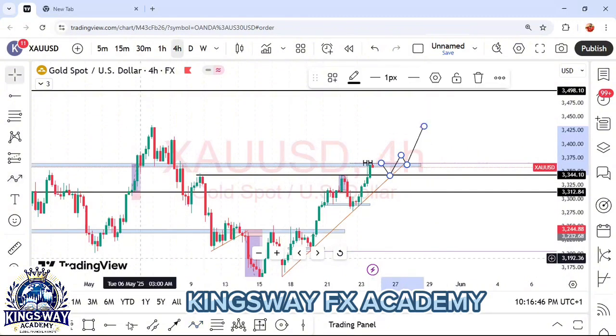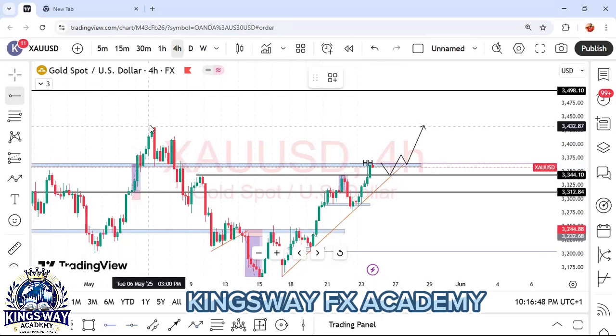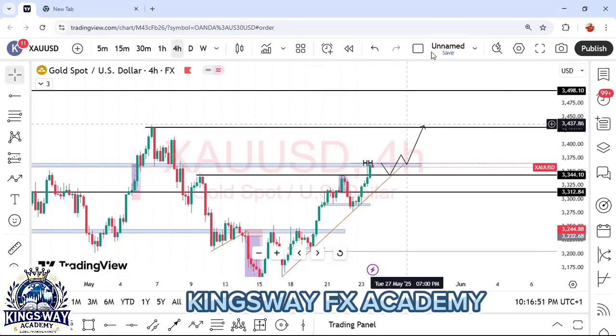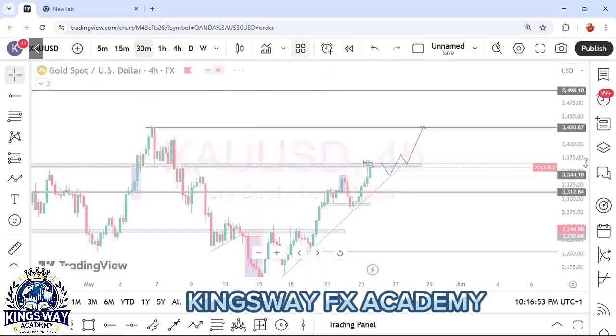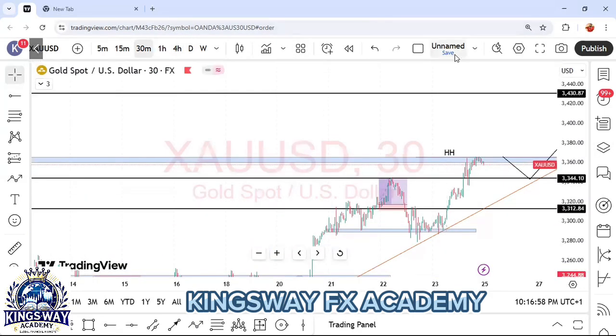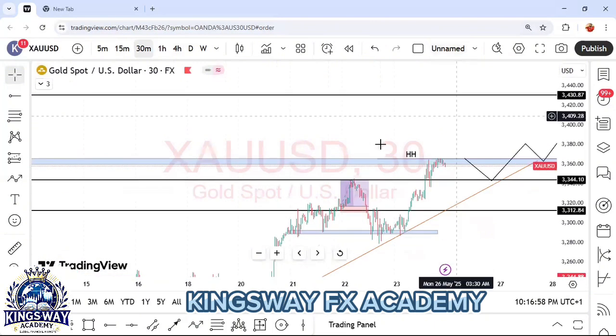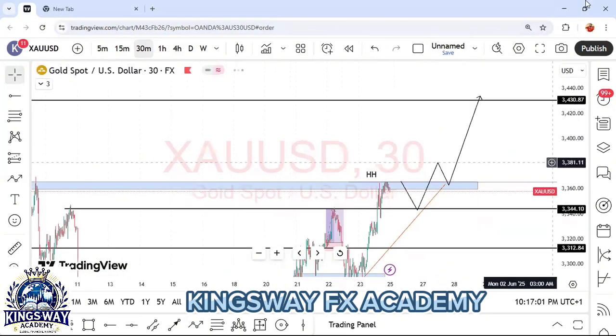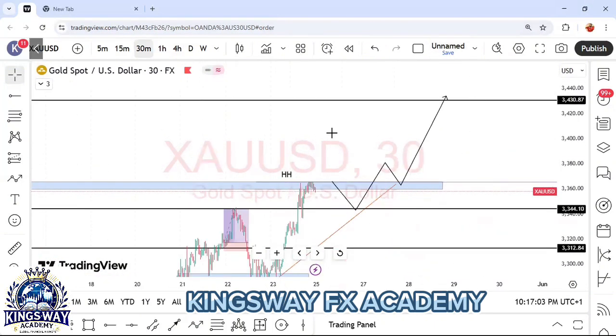So our next target will be this level here if I am going long on gold. But this will take quite a time to manifest, because when you're trading in a higher time frame, it's different from trading a lower time frame.